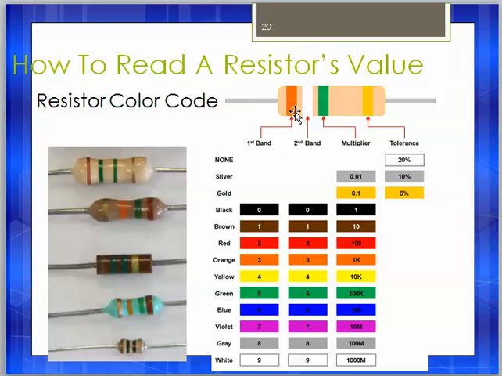For example, the first one is an orange. They have a white. A green one is the multiplier. And the last one tells you the tolerance. The lower the tolerance, the more expensive, meaning 5%. A resistor could vary up to 5%. This one, a silver one, could vary up to 10%. This one could vary up to 20%. That would be the cheapest. The gold bands are going to be the most expensive.